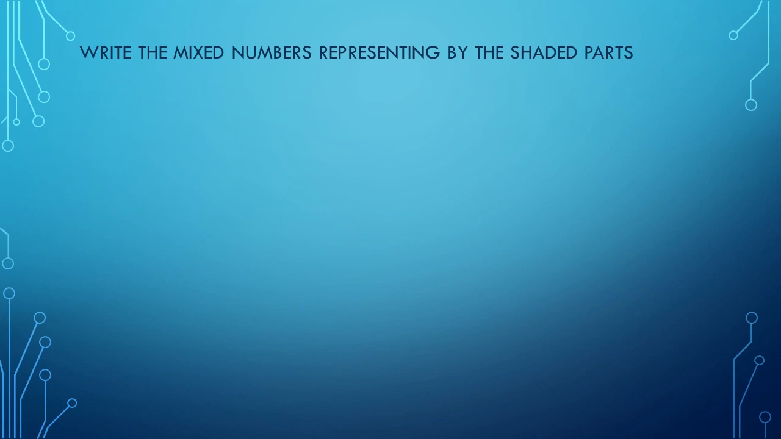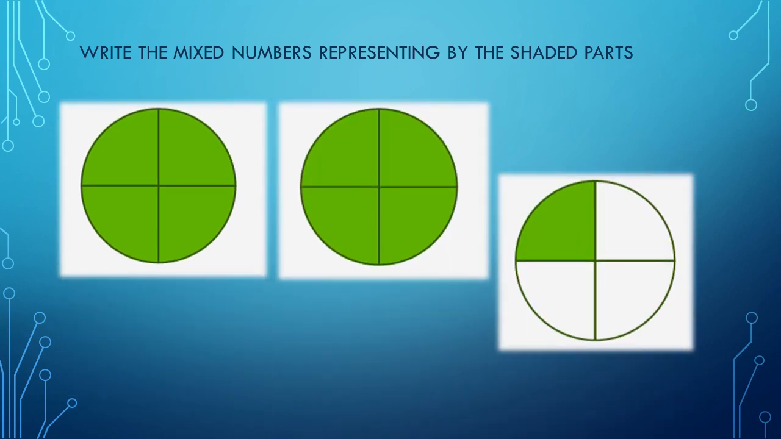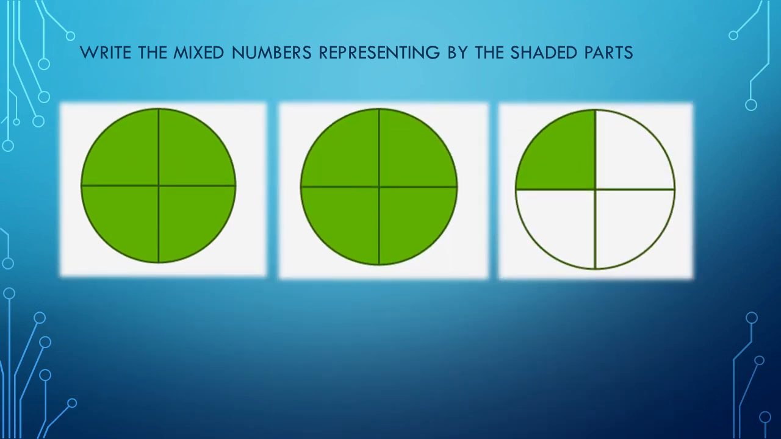Write the mixed numbers representing the shaded parts. If I have 3 circles or 3 shapes, how many of them are shaded all? 2. So in the whole number, I can write 2. The third shape is divided into 4 parts. I'm shading one part from the 4. I write the 4 downward because the shape is divided into 4 equal parts. One of them is shaded, so I'm going to write 1 upward, which is a quarter of the shape shaded.